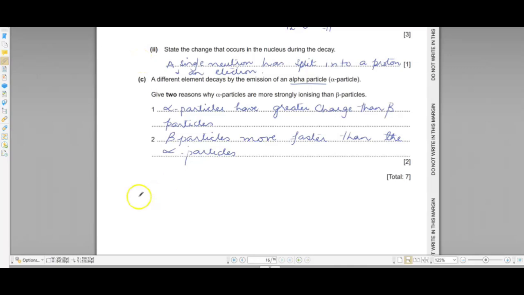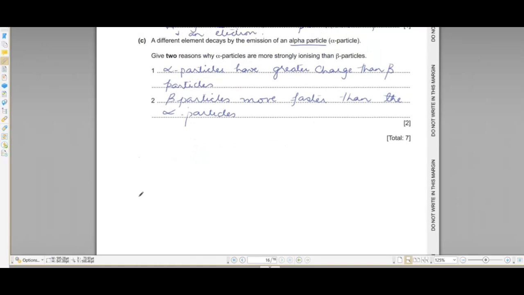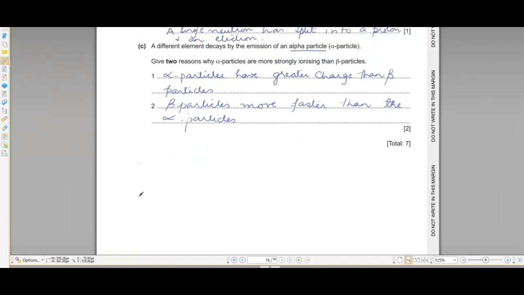And I think this was the end of the paper. Yeah, so we've reached the end. I hope you understood a few things from this explanation and this paper solving, and best of luck for your exams and best of luck for your studies.